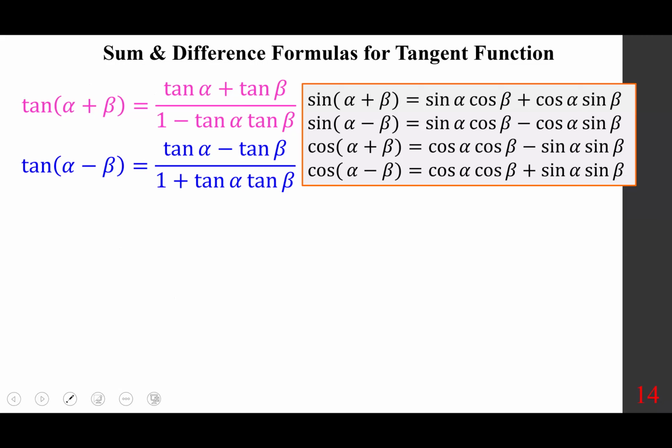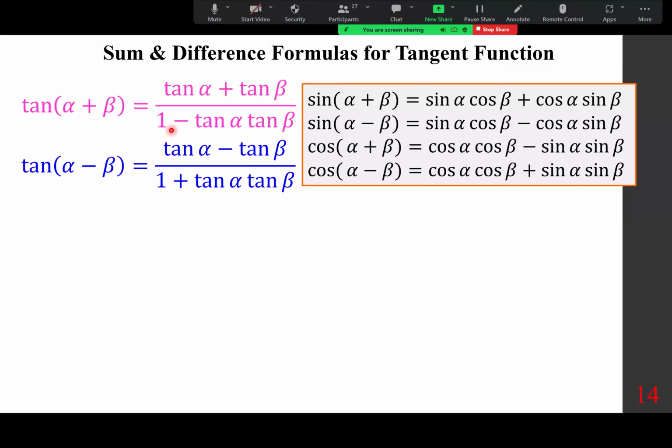What about tangent? Tan of alpha plus beta is tan of alpha plus tan beta over 1 minus tan of alpha tan beta, and tan of alpha minus beta is the same thing. You change those signs. Notice for this one, you change this sign to negative, this sign to positive. That's for the sake of memorization, I'm telling you. So how do we prove one of them?